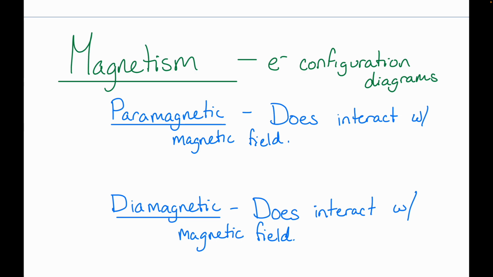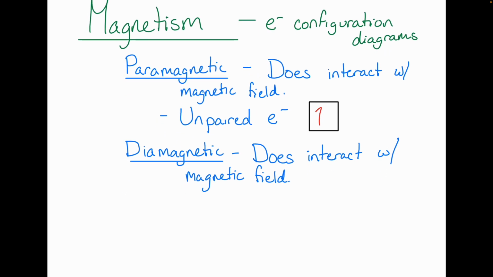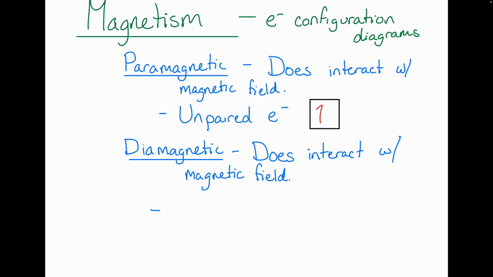So how do we know what's what? Again, if we draw our electron configuration diagrams, it's really easy to tell whether that is representing something that's diamagnetic or paramagnetic, because paramagnetics always have unpaired electrons, meaning that one of your little boxes has just one arrow in it. And if something does not interact with the magnetic field, that's because all of its electrons are paired electrons. So all of the boxes on your diagram are going to have two arrows in it. Okay?